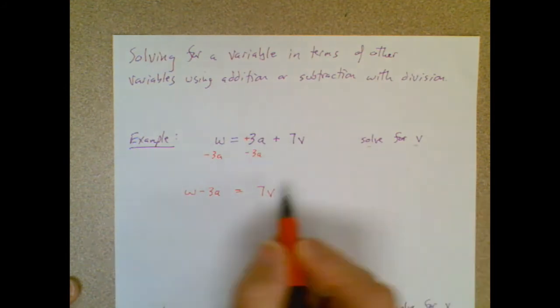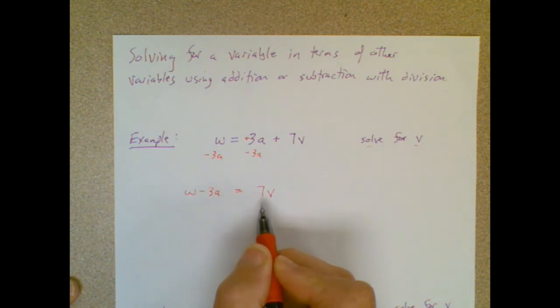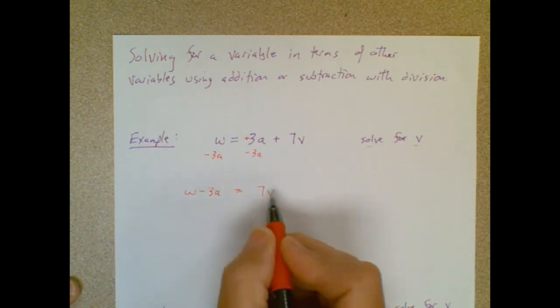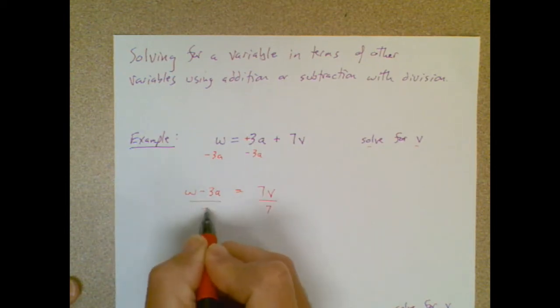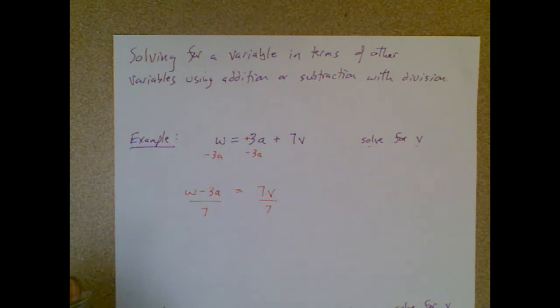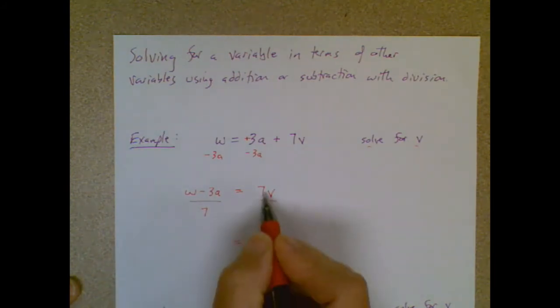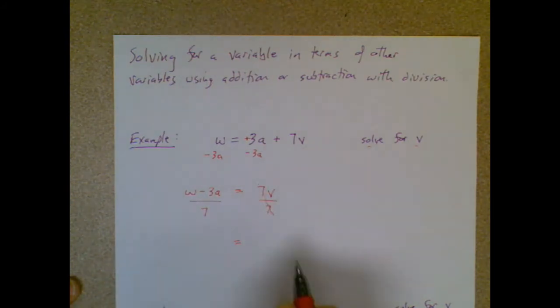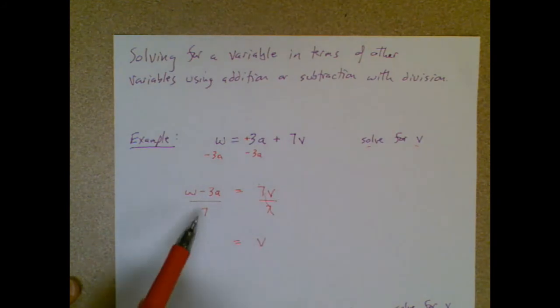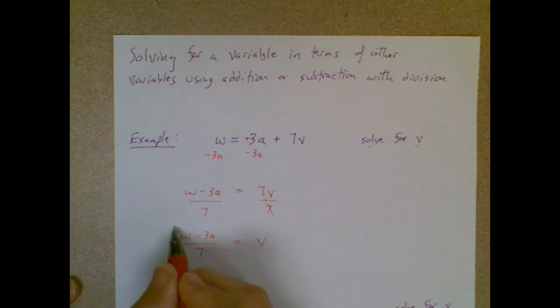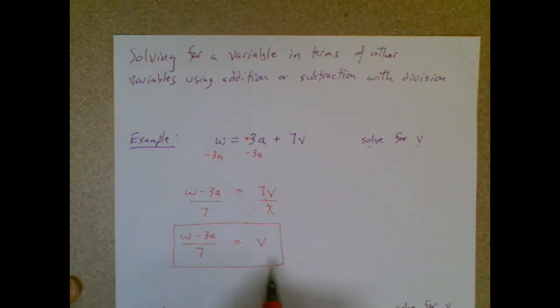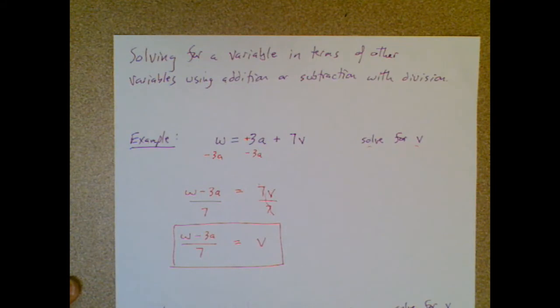My goal is to get v by itself. Remember, solve for v. So now I need to get rid of the 7. Well, the 7's attached by multiplication. I will divide, and I will divide. Here on the right-hand side, those two 7's will reduce, and I'm left with my v. Over here, there's nothing left to do. There's no combining or reducing. So I'm left with that. I have solved for v. I've gotten v by itself.